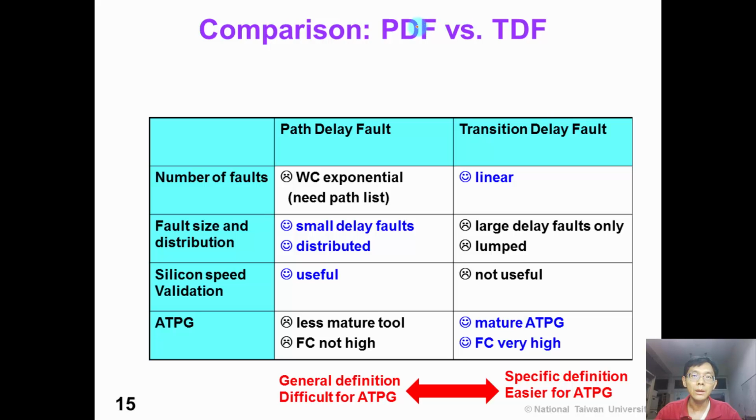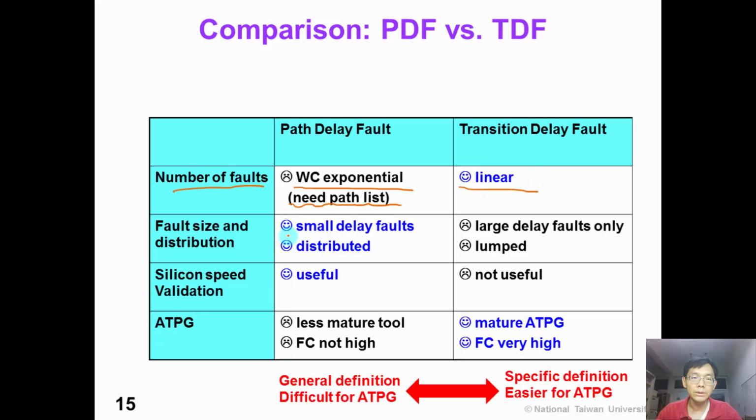Now we compare the path delay fault and the transition delay fault. In terms of the number of faults, PDF can be worst case exponential, so it's very difficult to test all the path delay faults exhaustively. We will need a given path list to generate the test patterns. On the other hand, transition delay fault can be linear to the circuit size, so it's comparatively easy to generate tests for TDF.